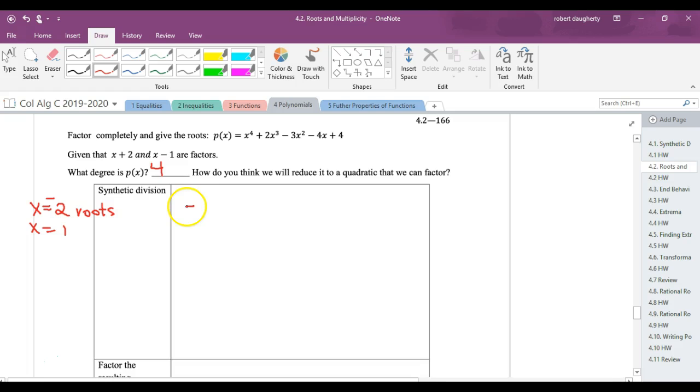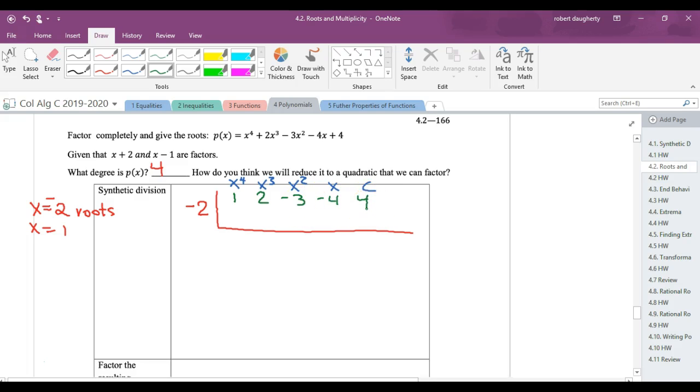So negative 2, and like I said, you don't have to do this point, but this helps me to never miss when I need to plug a 0 in. Okay, so I need numbers for all of that. What's the coefficient of the x to the fourth term? 1, 2, negative 3, negative 4, and 4.